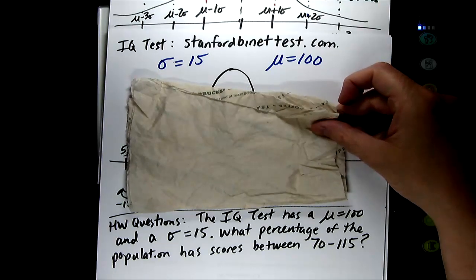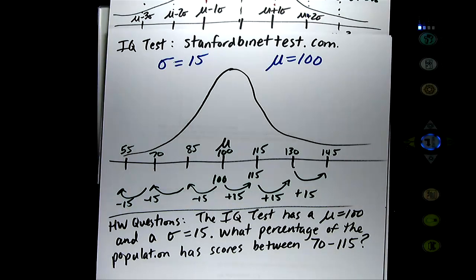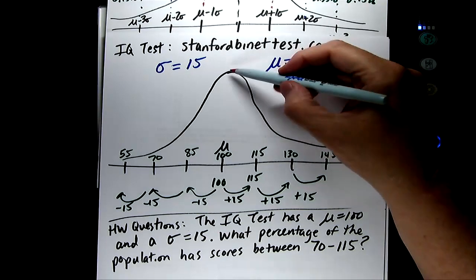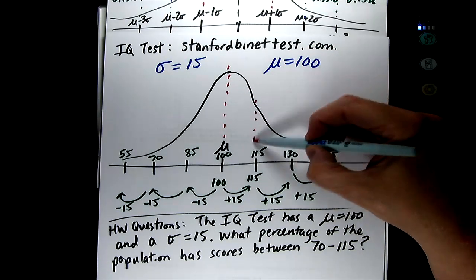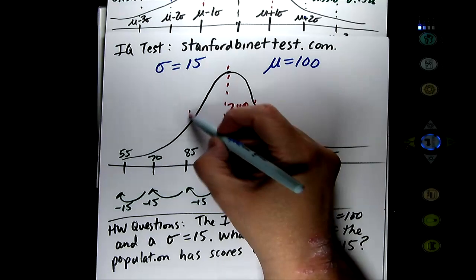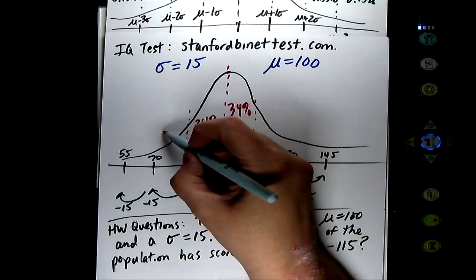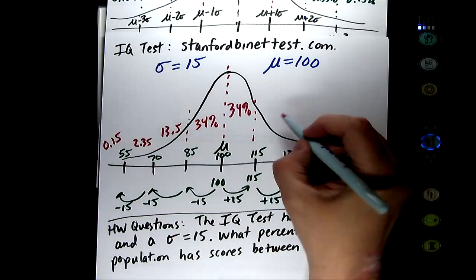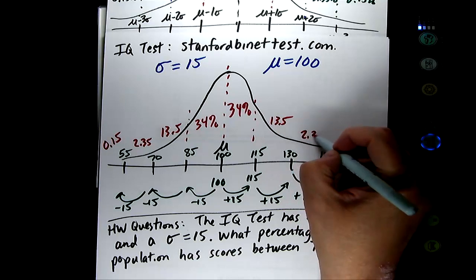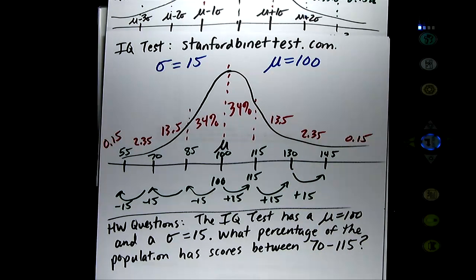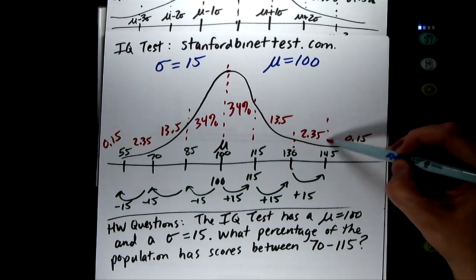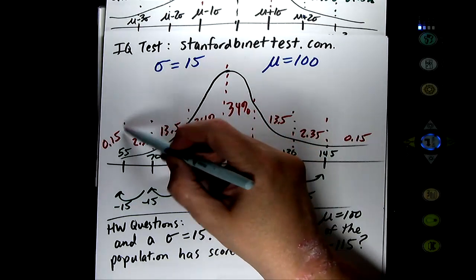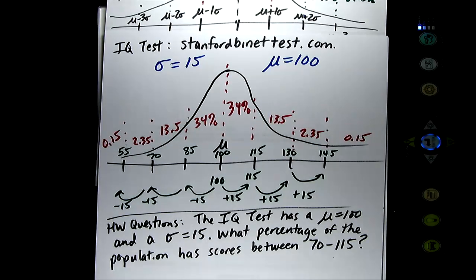To answer this, you really need to draw the chart. Because once you draw the chart, you have the percentages for each region: 34% here, 34% here, 13.5, 2.35, 0.15. Those percentages are always the same, no matter what shape the graph is.